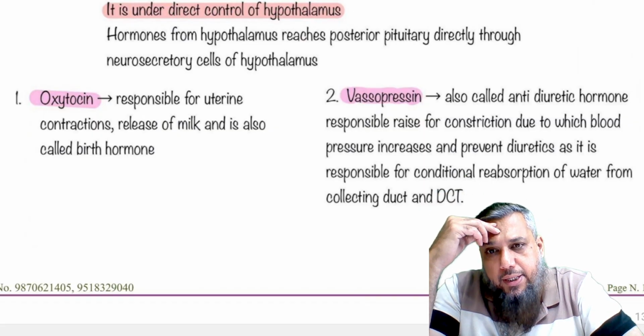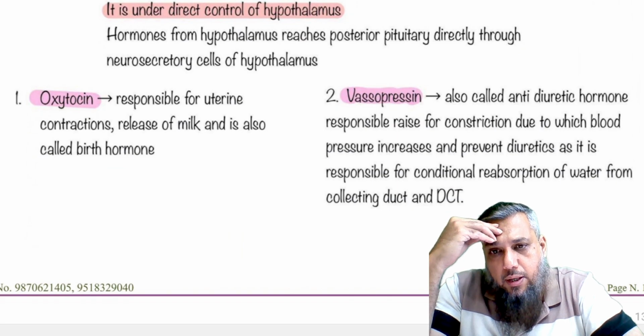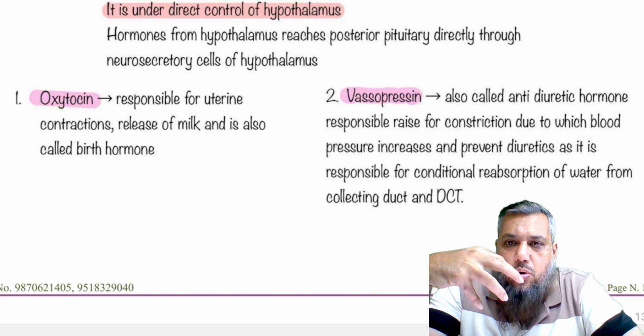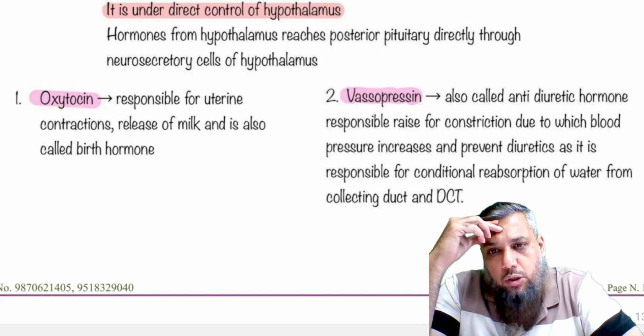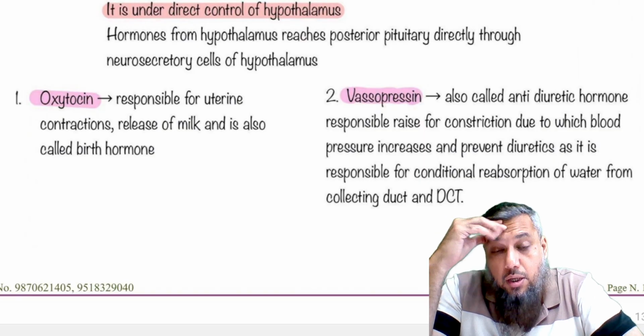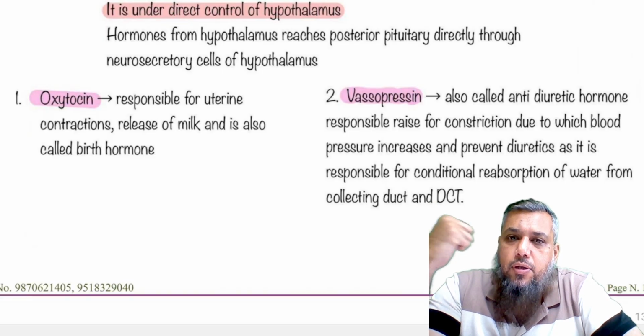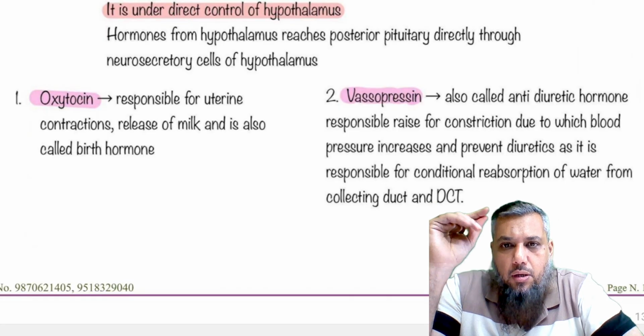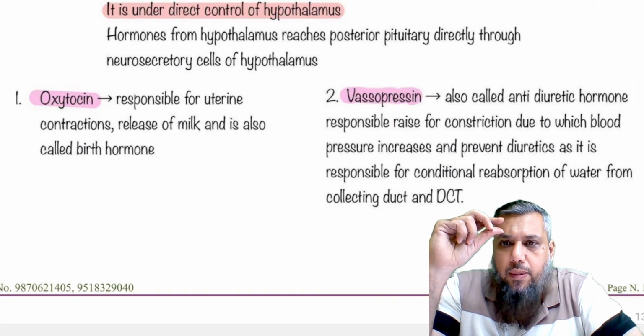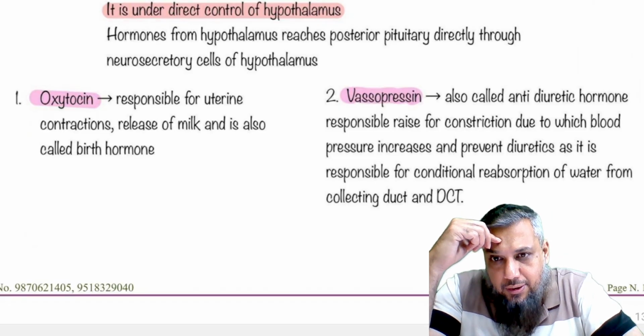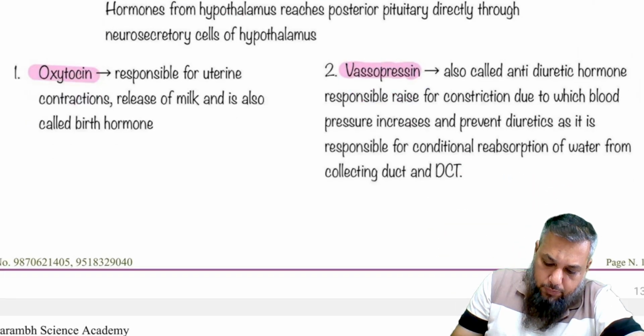Vasopressin, which is also called the antidiuretic hormone, acts on the distal convoluted tubules of the nephron and the collecting ducts and causes the reabsorption of water. Thus, the urine becomes hypertonic and the water gets conserved in the human body. Vasopressin also acts on the blood vessels and causes vasoconstriction, a decrease in the diameter, thus increasing the blood pressure.